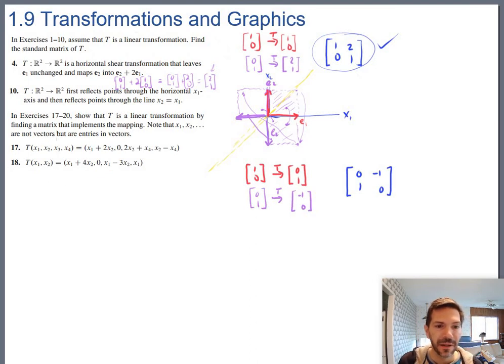So for 18 and all of 17 through 20, they show that T is a linear transformation by finding the matrix of the mapping. So we're still trying to come up with the transformation matrix. They say note that x1 and x2 are variables, not vectors, basically. So the idea for 18 is you're taking a vector that looks like this. It has two entries. So they're taking an R2 vector, multiplying it by some matrix, and the result is an R4 vector. Notice there's 1, 2, 3, 4 entries here, which becomes x1 plus 4x2, 0, x1 minus 3x2, and x1.